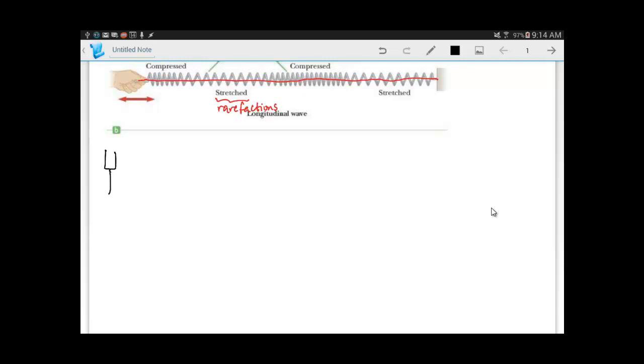So let me try and draw this. It's basically going to look like this, and then like this, right? Because it goes out and in, and then out, and then back in. And now it'll return to its normal position kind of in between those, right? But it's going to go out, in.